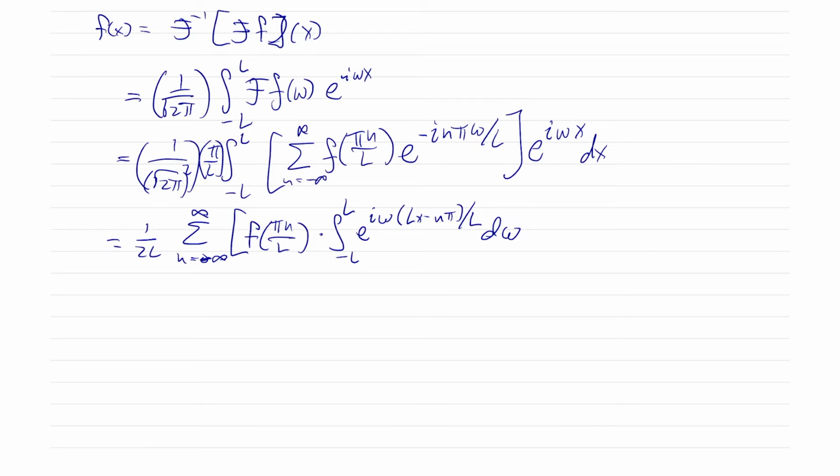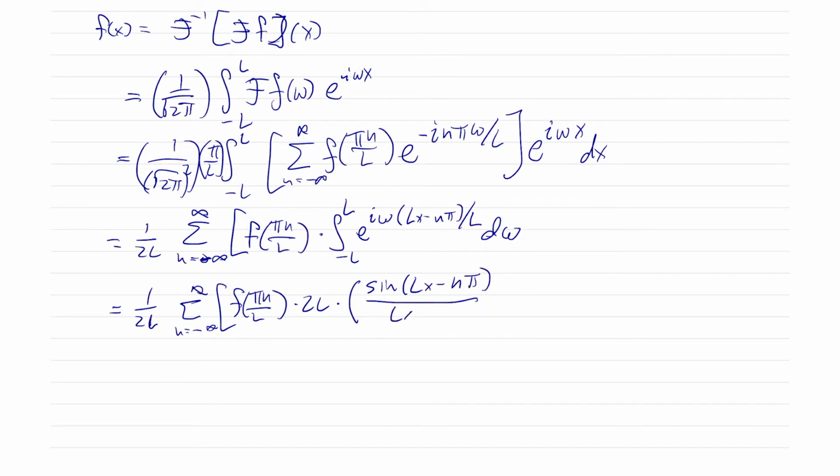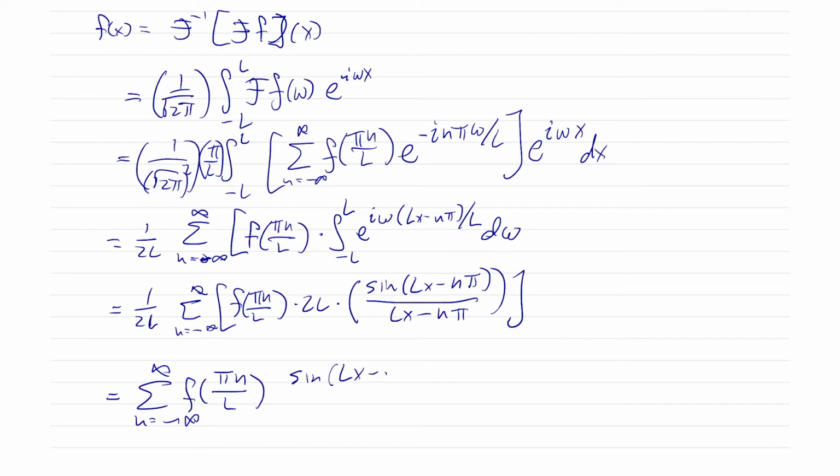Continuing on with this, we get 1 over 2L times the sum n equals negative infinity to infinity. So that f term sticks in here, f of pi n over L. We're going to have a 2L term come out. And then we've done this integral before, so I'm just going to go ahead and put it in here. It's going to be the sine of Lx minus n pi divided by Lx minus n pi. And then we can finally wrap this up and cancel 2L with 2L. And we get the sum n equals negative infinity to infinity of f of pi n divided by L times sine of Lx minus n pi divided by Lx minus n pi.